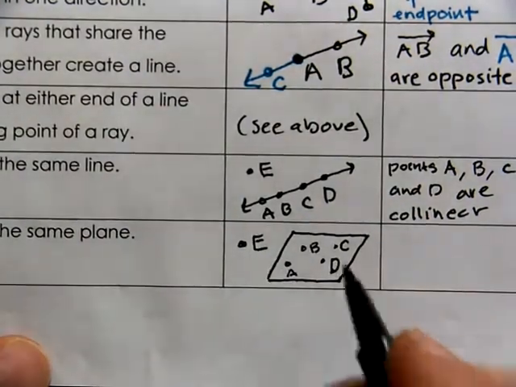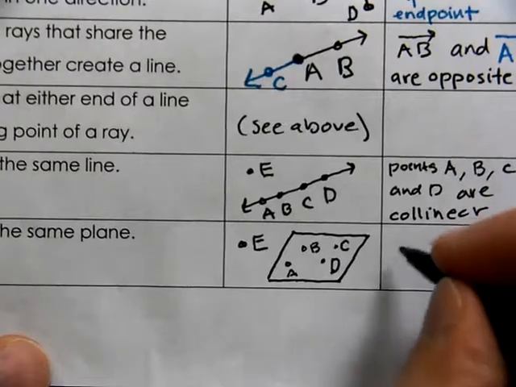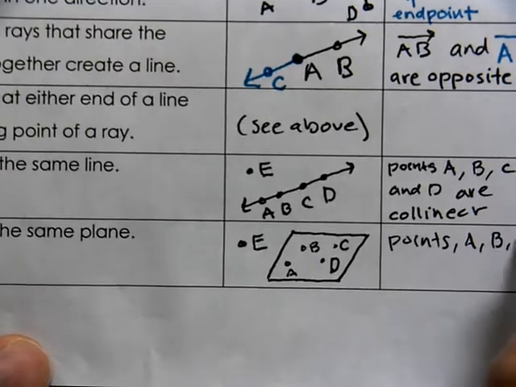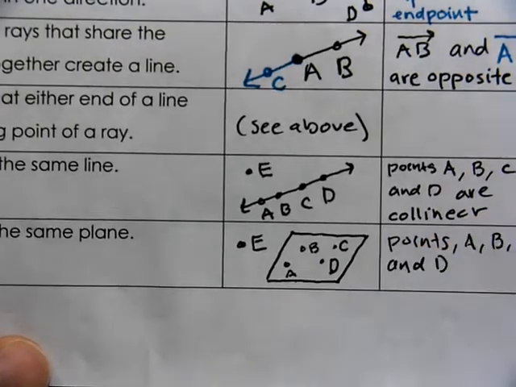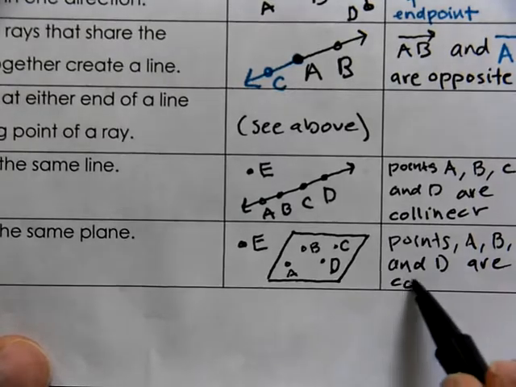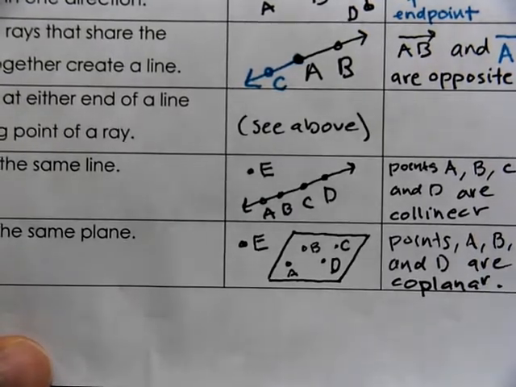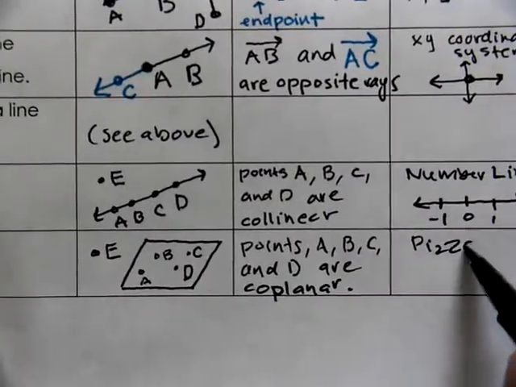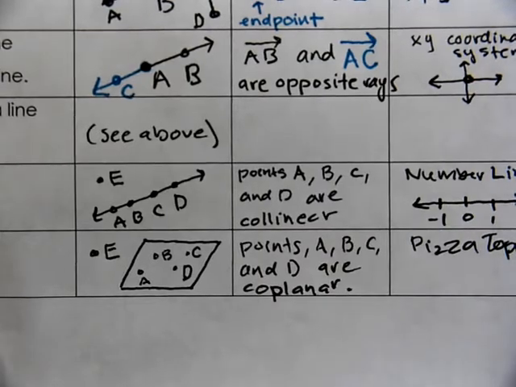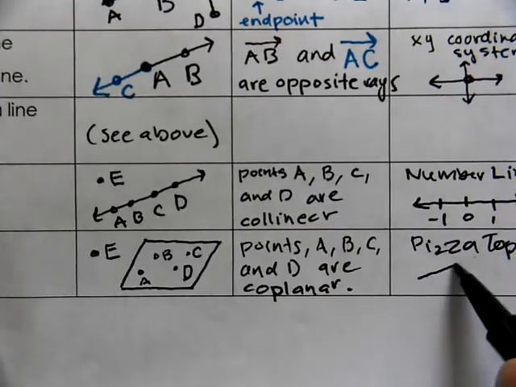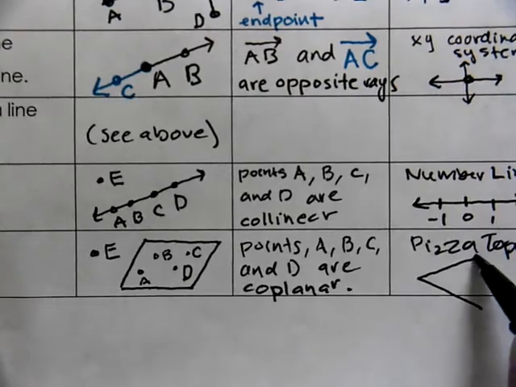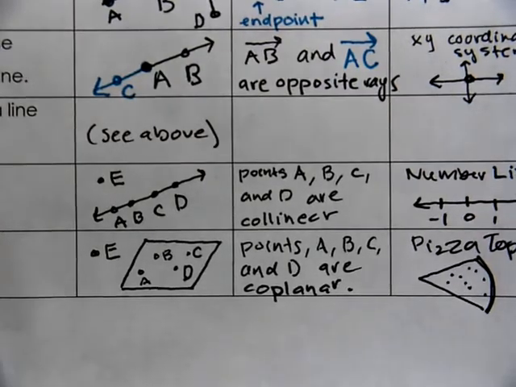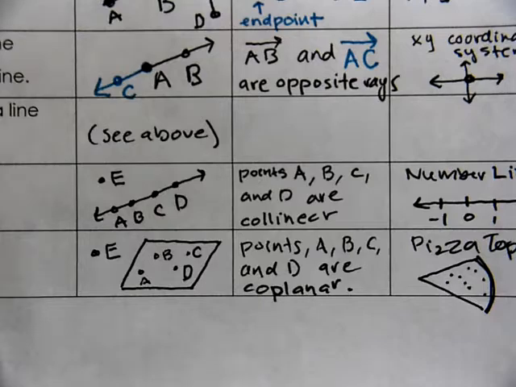So E is not coplanar because it is outside the box. So I would say points A, B, C, and D are coplanar. As an example, think of pizza toppings. The pizza is a flat surface, there's your crust, and you have all kinds of toppings on the top of the pizza. They're all together on the same surface. They are coplanar points.